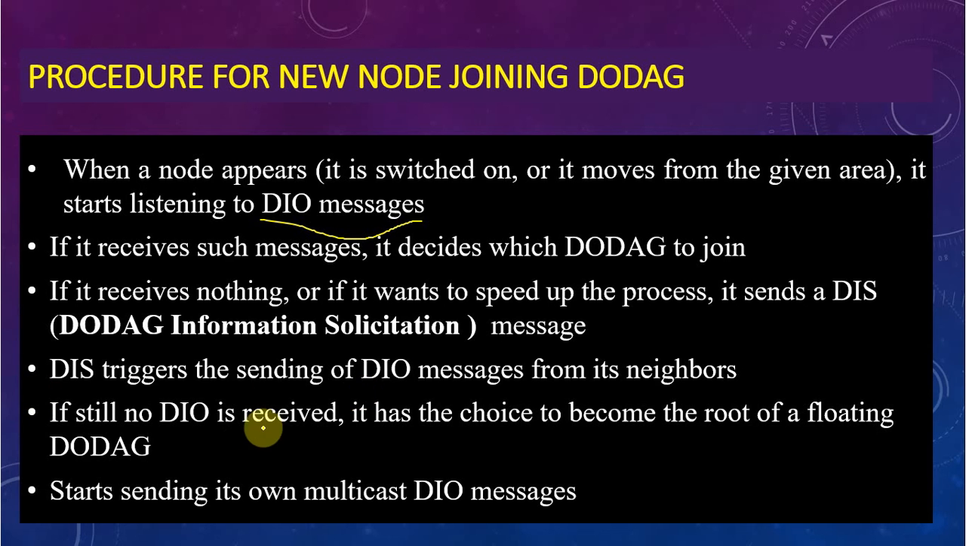Then if still no DIO is received, that is, no neighbor node is able to reply, it has the choice to become the root of a floating DODAG. So this node will decide to become the root of the floating DODAG, which is not connected to the ground or the database. It starts sending its own DIO messages. Now it has become the root of a floating DODAG, and it will connect other nodes to itself by sending a DIO message saying that I am a DODAG, so do you want to join me or not? So that's about the node joining procedure.